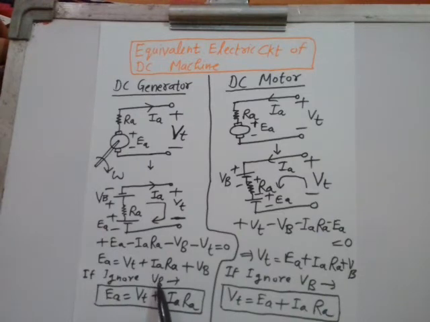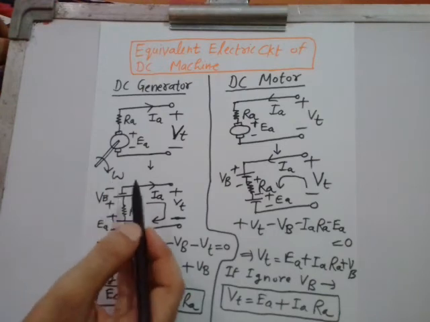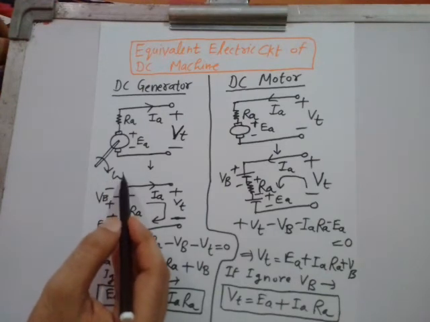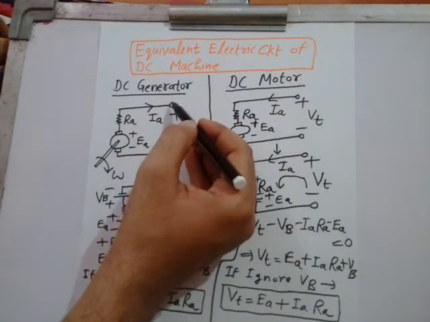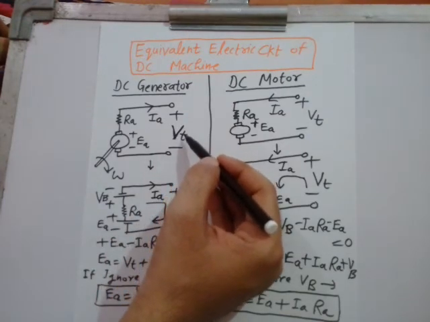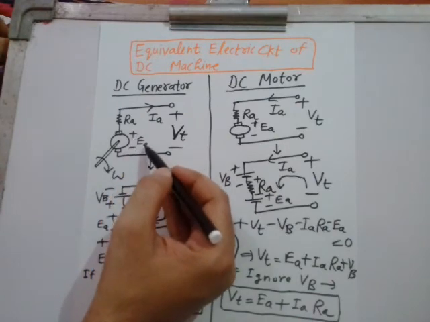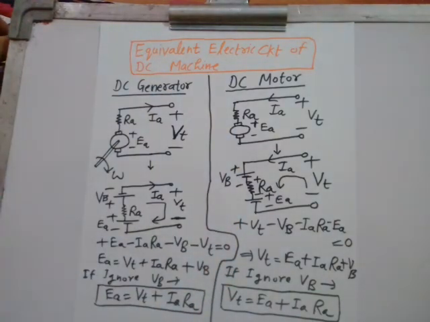If the brush voltage drop is given in the question, then you must take it into calculation, don't ignore it. If it is not given, then you should ignore it. So the first independent variable in the case of a DC generator is the speed omega, and the final dependent variable is the terminal voltage VT, which depends on the generated EMF of the armature.